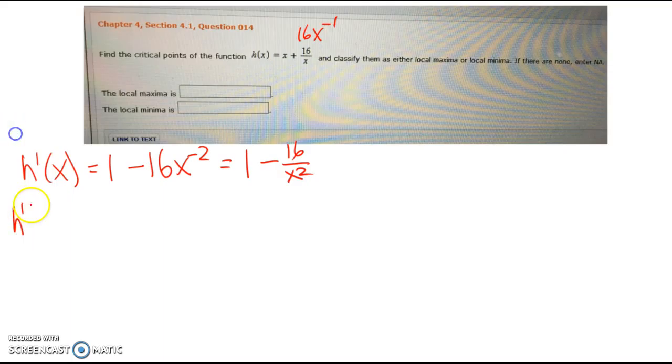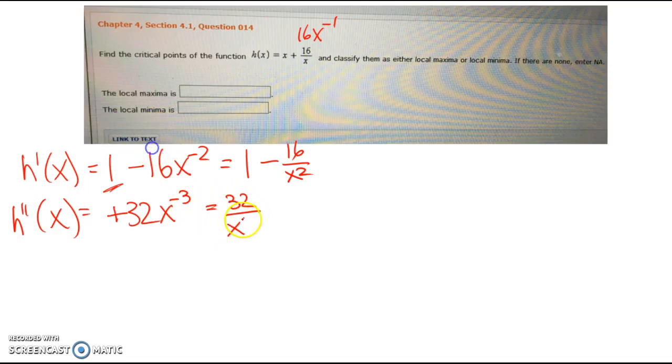And if I need that second derivative, I'm going to do it right away. The derivative of this is 0. I bring down the negative 2. It's going to be positive 32x to the negative 3, which is 32 over x to the third. All right, to find the critical points, I will take the first derivative and set it equal to 0.